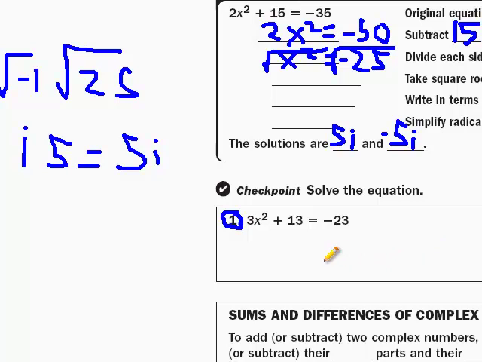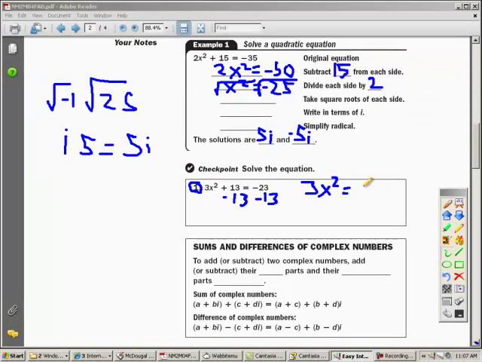All right. So hopefully what you did is you subtracted 13 on both sides and you got 3x squared equals negative 36. And then you divided by 3. Well, look what happened when you divided by 3. You got x squared equals negative 12. When you square rooted that, the i is there right away.